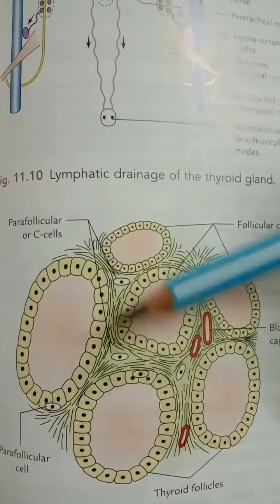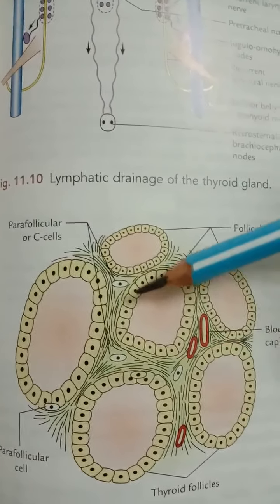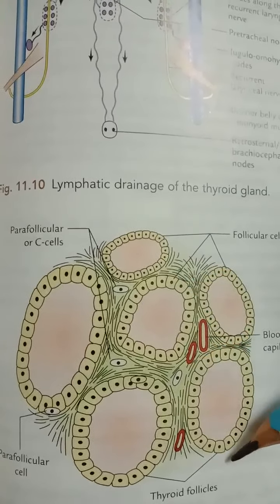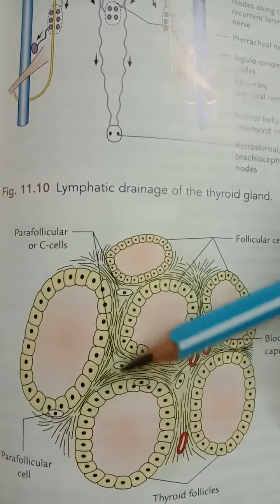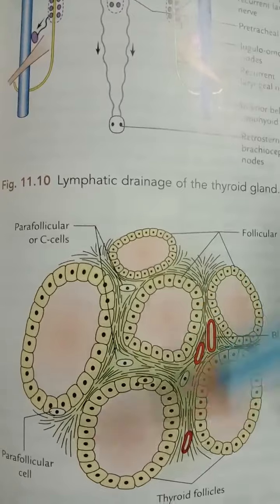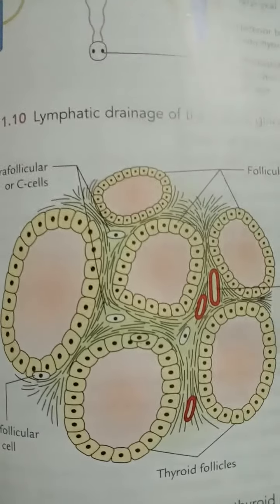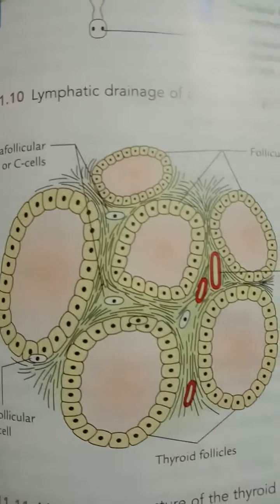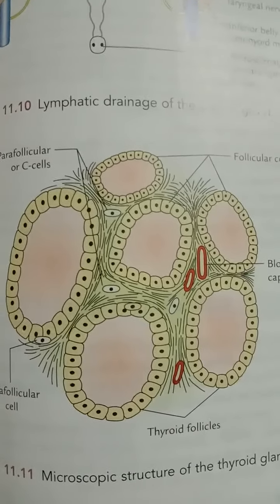It reduces the blood calcium level by reducing the reabsorption of calcium by the renal tubule, and this effect is opposite to that of the parathyroid hormone. So that is the histology of the thyroid gland. Then let's see the clinical or applied anatomy.